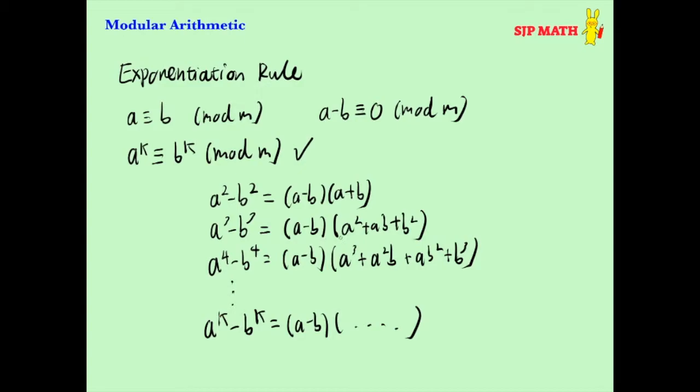Now, don't worry about why this works. If you expand it, it becomes like this. I'm just showing this to let you know that if you factorize an expression in this form, a minus b is always going to be a factor, which means that this entire thing will always be a multiple of m, making this also a multiple of m, which makes a to the k congruent to b to the k modulo m, when a is congruent to b modulo m. Sweet! We got the exponentiation rule, as well as the multiplication rule.